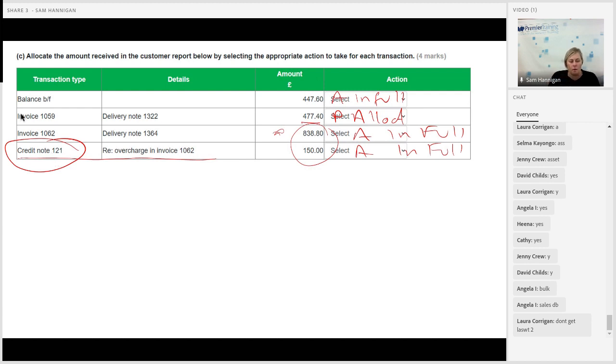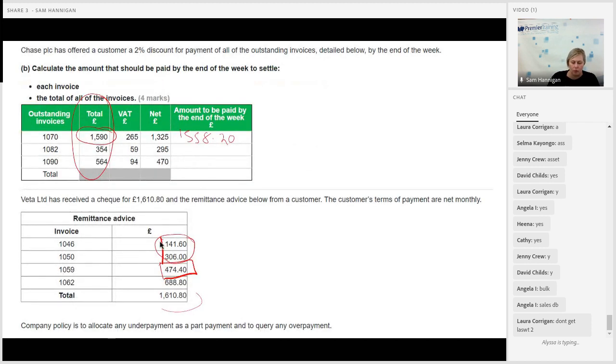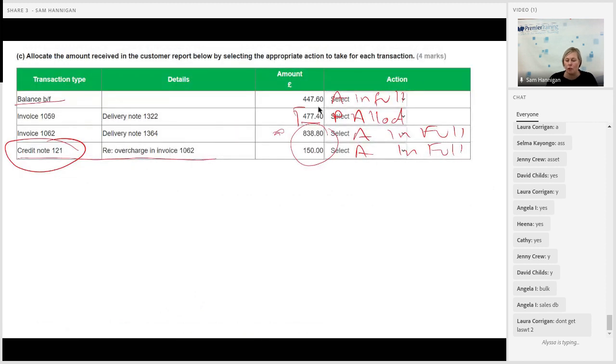Okay, so balance brought forward. Let me go from the beginning. Balance brought forward is these two, so we're going to pay that and allocate in full. Invoice number 1059 is 47440, but on here they've got 47740. So we're only going to allocate the 44740. So it's a part allocation.